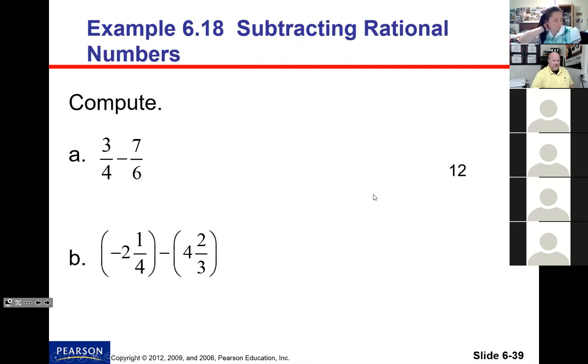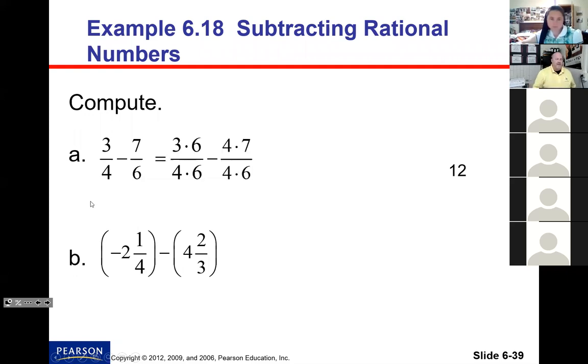Let's do this one. Let's look at 3 over 4 minus 7 over 6. Now if you could not find the lowest common denominator right away, if we multiply 4 and 6, would 24 work as our common denominator? Yeah, it would. Right, Alice? Yes. Okay, so that works. You can talk about lowest common denominator later on.